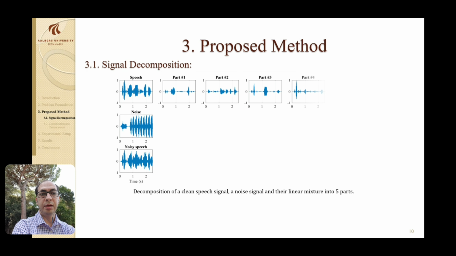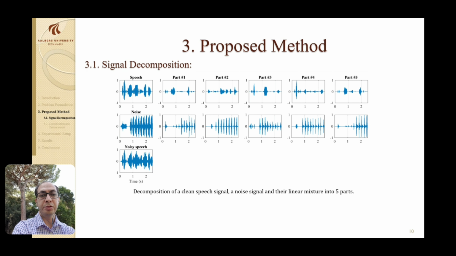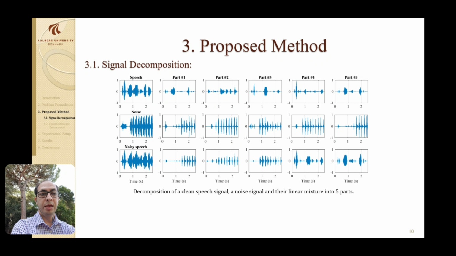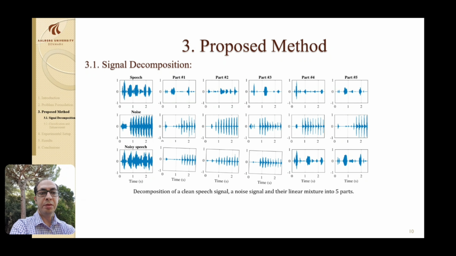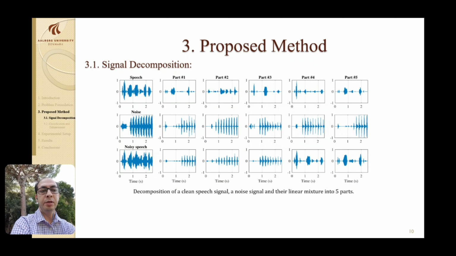Let's take a look at the speech signal, the noise signal, and also the noisy signal, which is a combination of these two signals, and also the decomposition of these signals into 5 parts. If we focus on the parts of the noisy speech signal, we can observe that these two parts are similar to the parts of speech, and these 3 parts are similar to the parts of noise. Now we should discriminate between these parts.